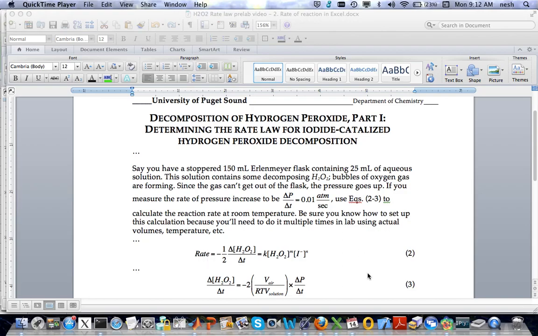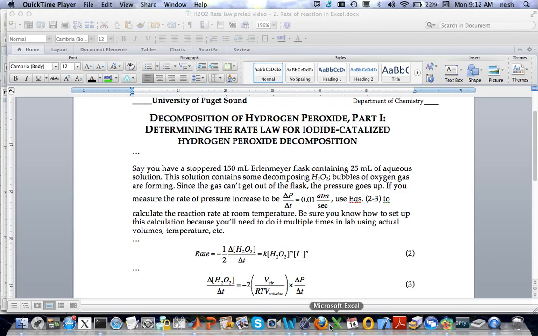And the operative equations are equations 2 and 3. I'll just highlight these for you. The increase in pressure multiplied by these constants will give us how fast the hydrogen peroxide concentration is going down. Once we have the rate at which the hydrogen peroxide concentration is going down, we'll use equation 2 to get a rate out of that.